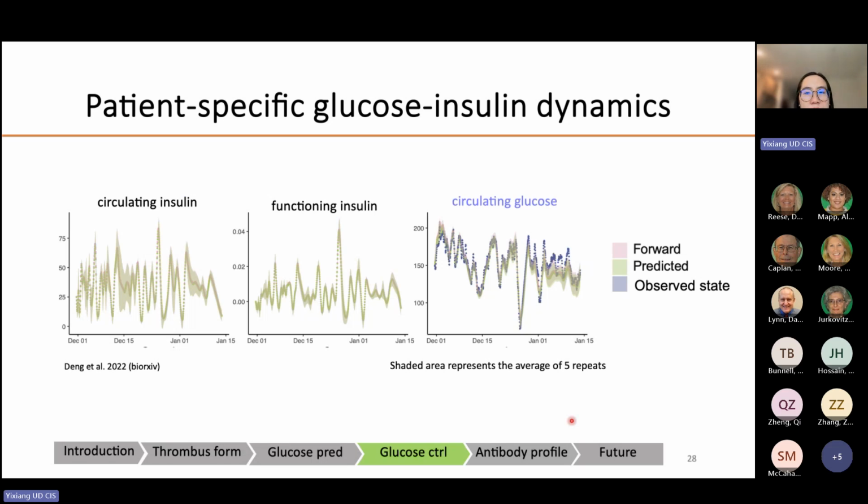Okay, so now I'm showing you how good the result is. Taking one patient, we can see a good collapse between the observed state and the other inferred, forward and predicted models by our neural network, as well as the parameters. And we assume the functioning insulin is also inferred very well. The shaded area represents the average of 5 different rounds.